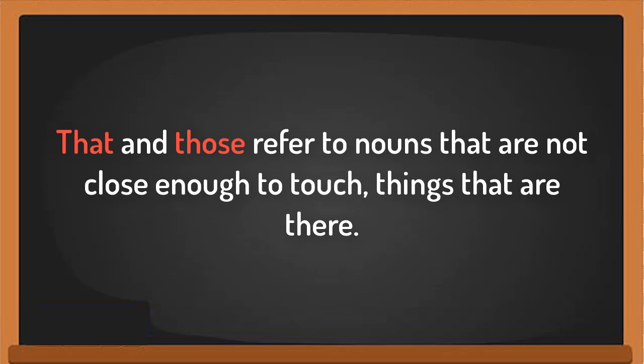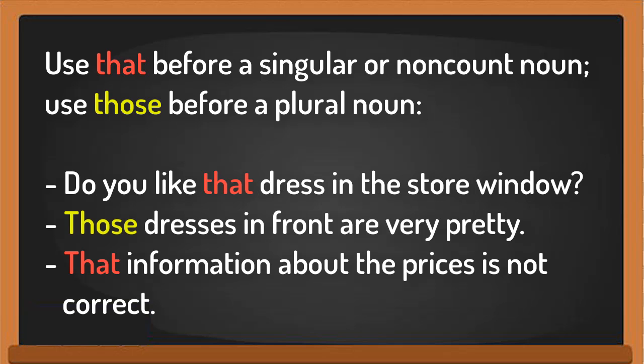Okay, the same for that and those. That and those refer to nouns that are not close enough to touch, things that are there. So that and those are very far away. You have to move in order to get it, so you point to them because it's so far away. Also the same, use that before a singular or non-count noun, and use those before a plural noun. For example, "Do you like that dress in the store window?" This is only one dress.